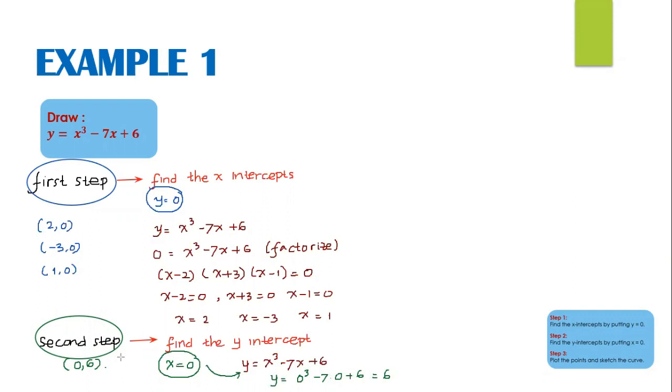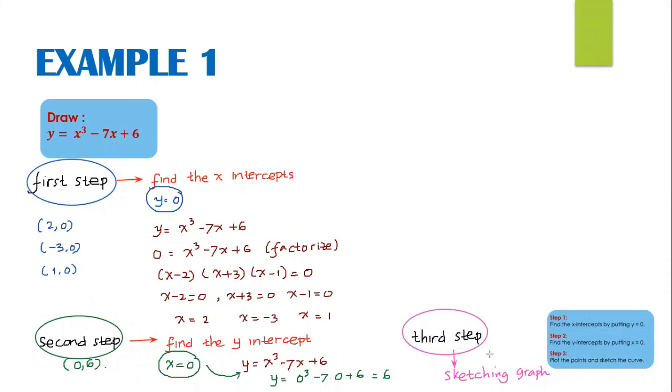And then the last is the third step. What about the third step? Okay, students, the third step is sketching the graph, right? Okay, done. Now we have 3 steps done. Is it clear to you?